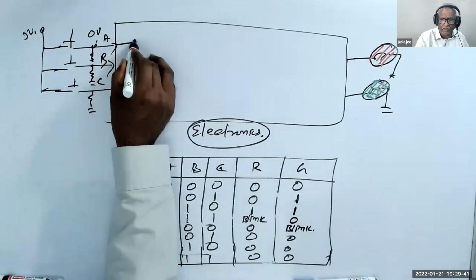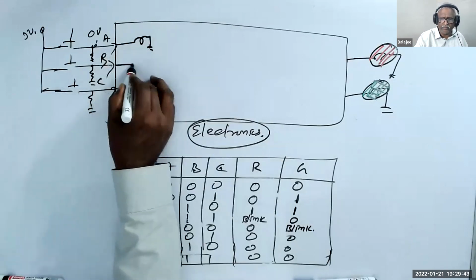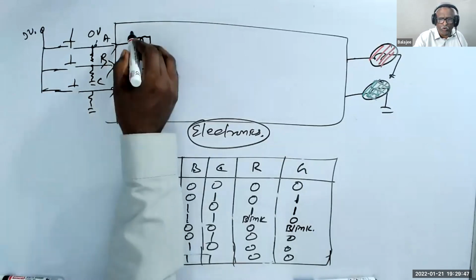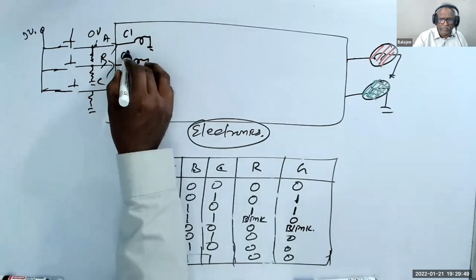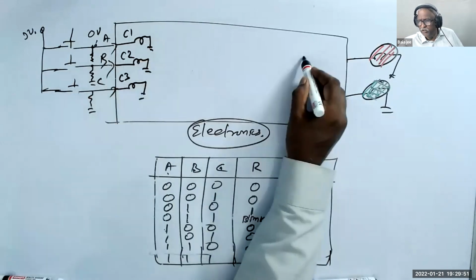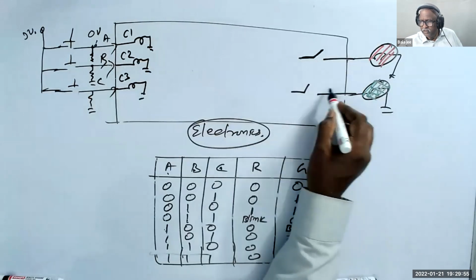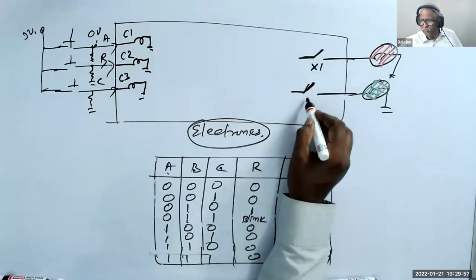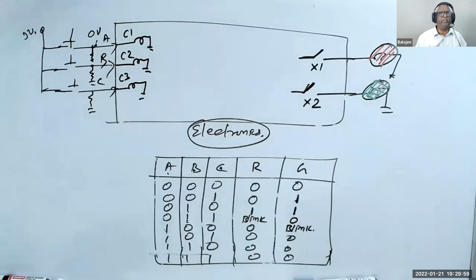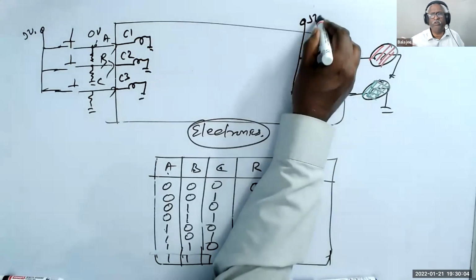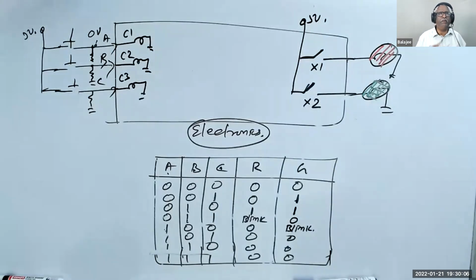You see here, I have a bulb here internally. I have bulbs called C1, C2, C3. And I have two switches here. These switches are called X1 and X2. You understand now? This is connected to 5 volt. Am I right?